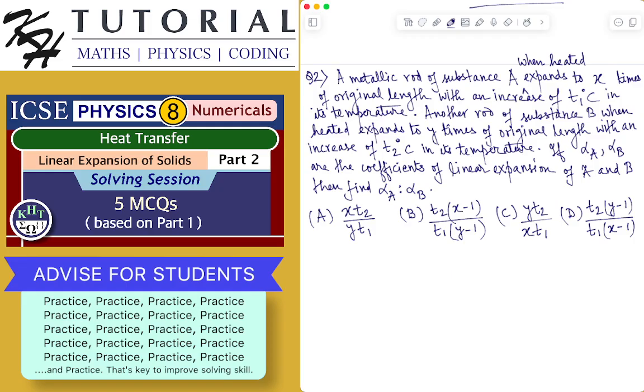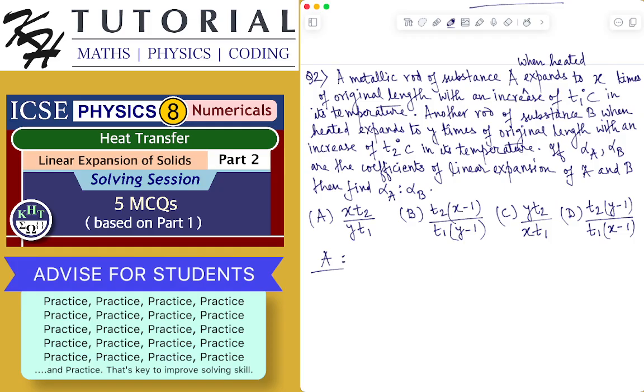Another rod of substance B, when heated, expands to y times of original length with an increase of T2 degree Celsius in its temperature. If alpha A and alpha B are the coefficients of linear expansion of A and B, then find alpha A is to alpha B. Okay, so let's see for the case of substance A, what do we have?